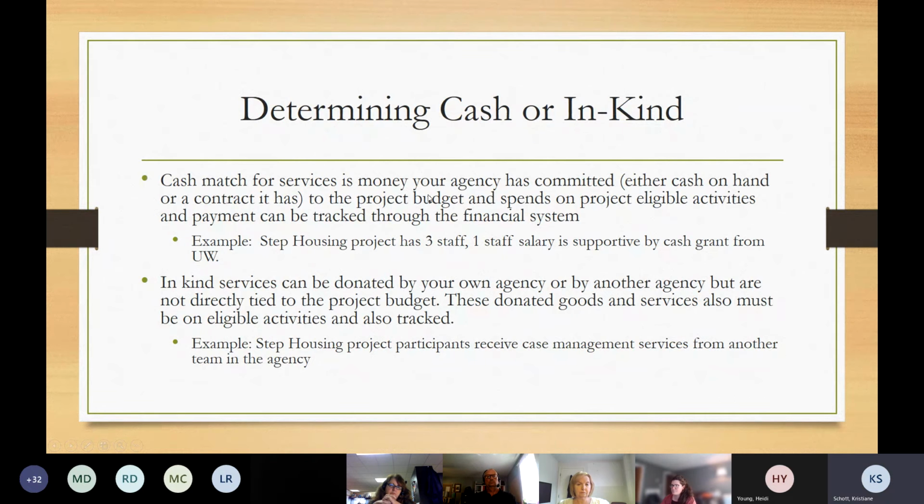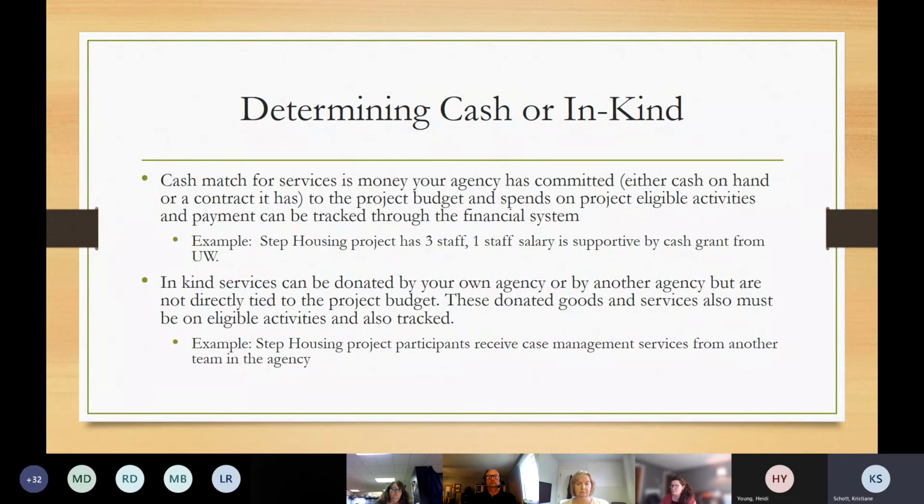So how to determine cash versus in-kind services, which I know has been a hot topic. Cash match for services is money your agency actually has committed, either cash on hand or contract, to the budget project and spends on project eligible activities, and it's tracked through your financial systems. So for example, you have a housing project that has 3 staff and the United Way is paying specifically to this project cash to support one of those positions.